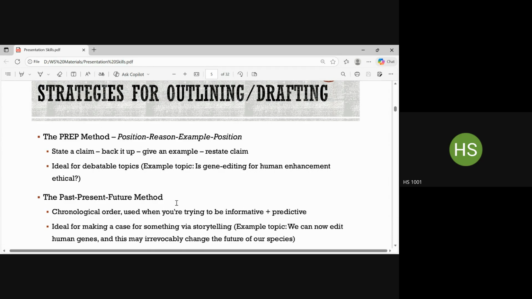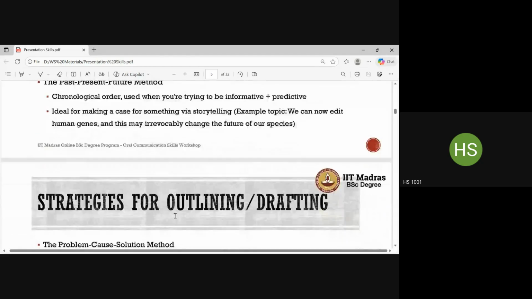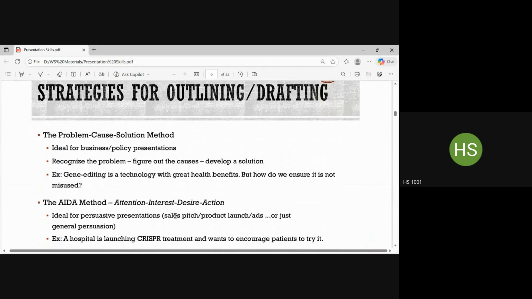And then your objective is to make a prediction on the basis of the content that you've presented so far. So you'll have to first speak about what was there in the past, then speak about what is there in the present, and then tell your audience what can be expected in the future. So you're essentially making a prediction about the future on the basis of past data as well as present data.